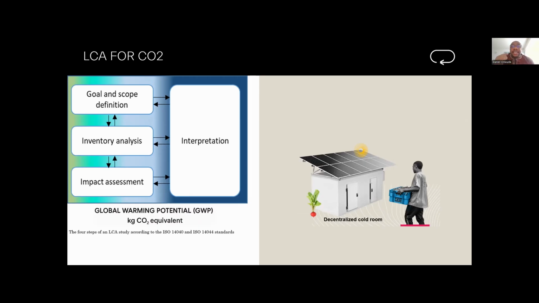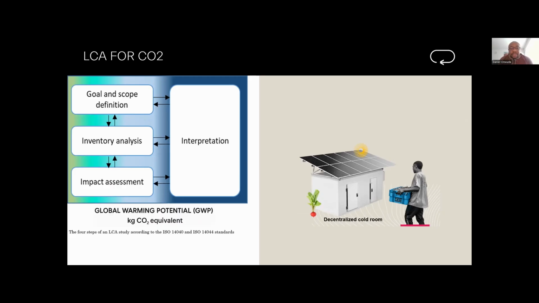Just to note that the key indicator we focus on is global warming potential, or GWP, which basically expresses emissions in kilograms of CO2 equivalent. So this allows us to then directly compare the climate impact of food loss without cooling versus the energy used in running our cold rooms. Now, on the right side, you get to see an example of a typical decentralized solar-powered cold room, which we model for this solution.